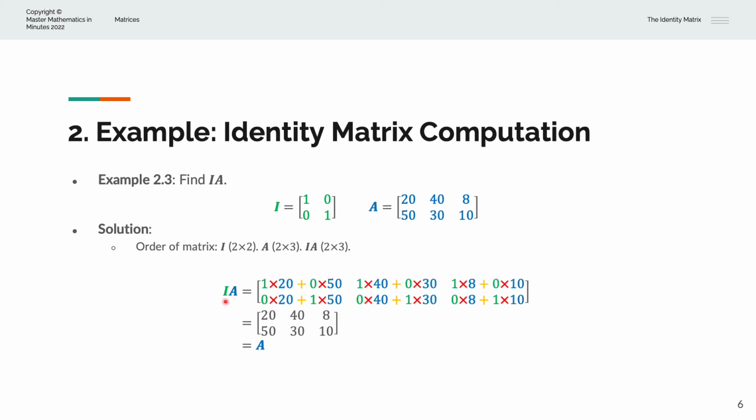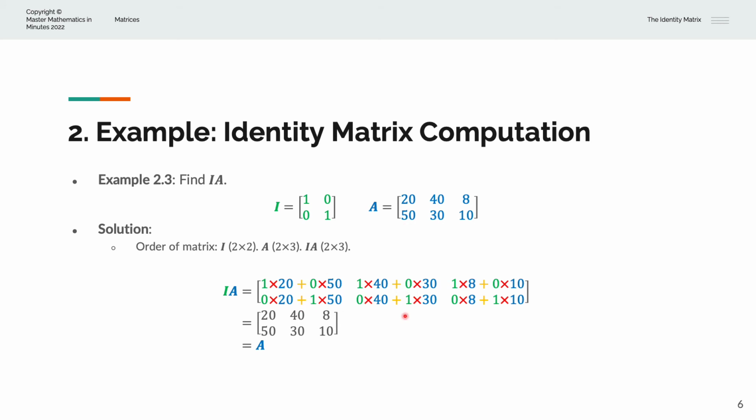So matrix I multiplied by matrix A is equal to, again, we'll multiply the row by the column. So we have 1 multiplied by 20, and we have 0 multiplied by 50, and we'll sum these together. That is the first entry. So we'll pick this entry, for example. This is on the second row, first column. So we'll take the second row of this multiplied by the first column of this. So we have 0 by 20, 1 by 50, and the second step is where we sum these together.